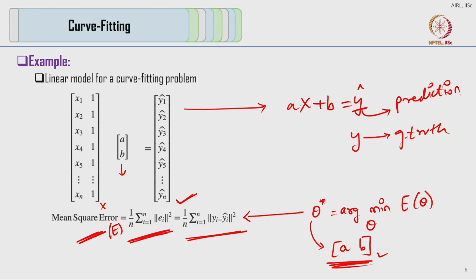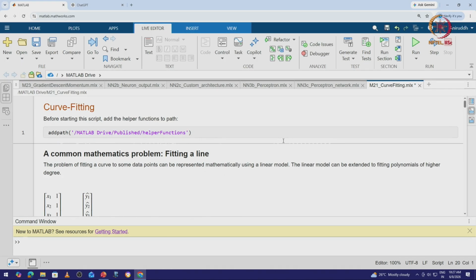Now let us look at the example using MATLAB, and how this affects the curve plotting. Essentially if we plot different values of x and y, which is the training sample, how can we use different values of a and b to approximate or fit the particular distribution. Okay, so let us look at the curve fitting example using MATLAB.